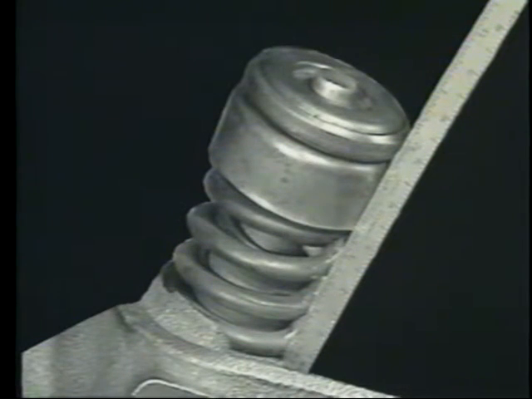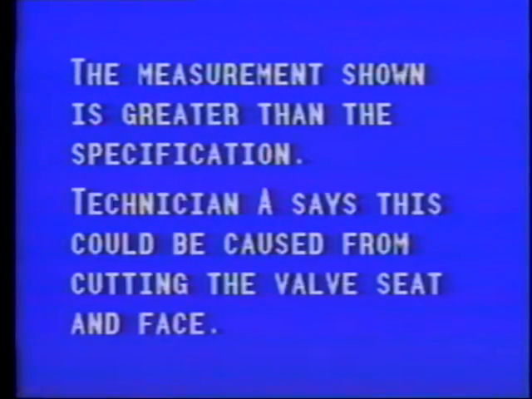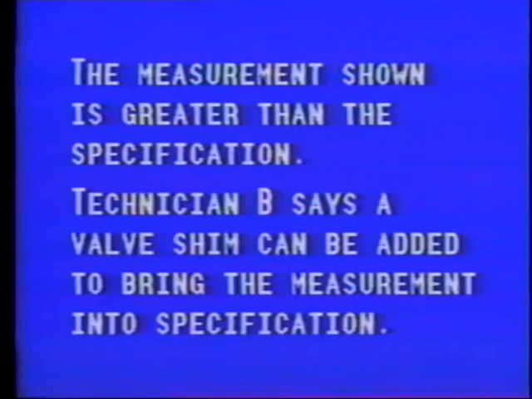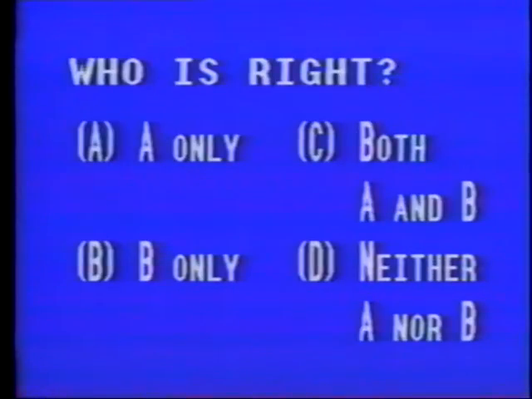For this question, refer to the corresponding graphic on your mini-test. The measurement shown is greater than the specification. Technician A says this could be caused from cutting the valve seat and face. Technician B says a valve shim can be added to bring the measurement into specification. Who's right? A only, B only, C, both A and B, D, neither A nor B.